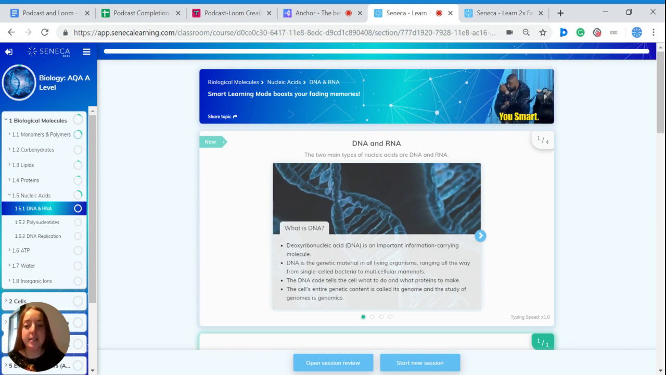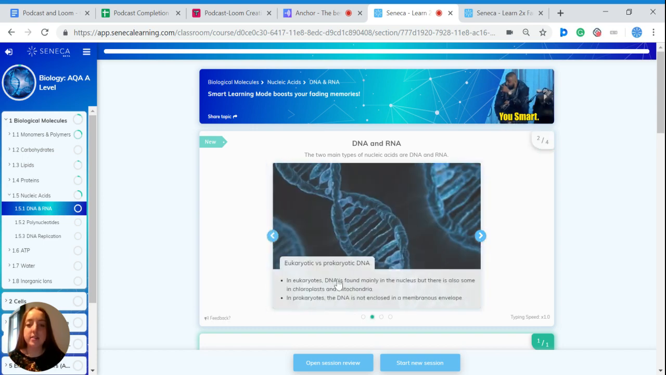DNA is the genetic material in all living organisms, ranging all the way from single-cell bacteria to multicellular mammals. The DNA code tells the cell what to do and what proteins to make. The cell's entire genetic content is called its genome, and the study of genomes is called genomics.